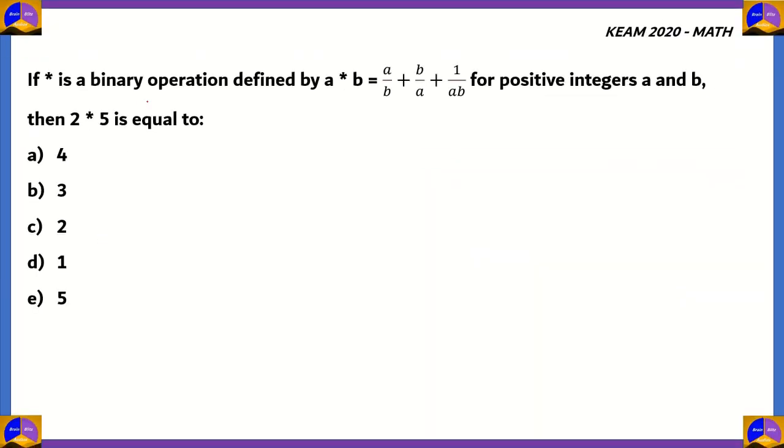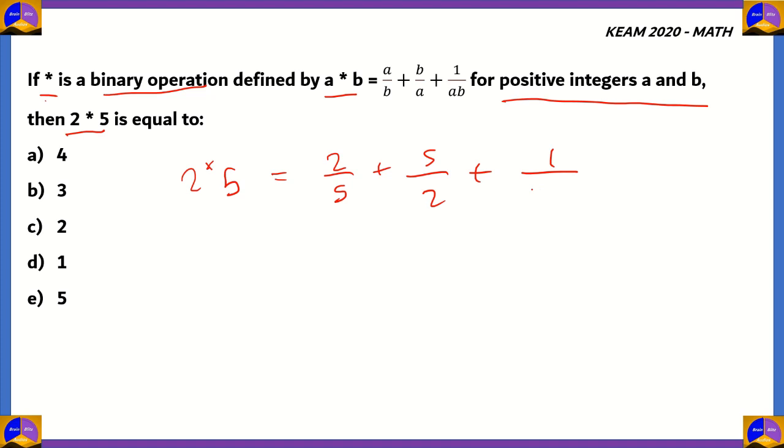Now let's look at the final question of this episode. If star is a binary operation defined by A star B as A by B plus B by A plus 1 by AB for positive integers A and B, then 2 star 5 is equal to. So 2 star 5. 2 is A, 5 is B. So therefore you get 2 by 5 plus 5 by 2 plus 1 by 2 into 5. So this is the correct equation. This is the equation that we need to get by replacing A with 2 and B with 5.